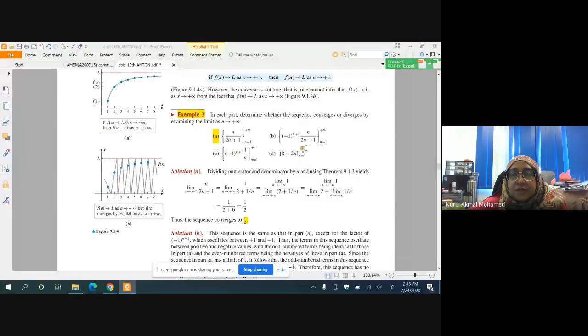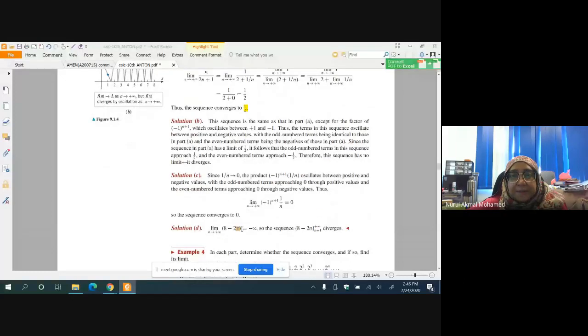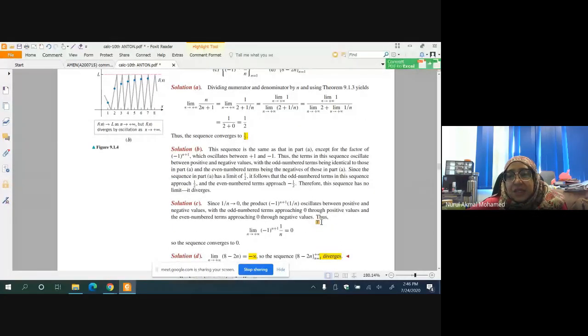This one, this is 8 minus infinity. So the answer will be, I think, negative infinity. Yeah, it will be negative infinity. Okay, it diverges. If it is plus or minus infinity, then it diverges. If you get a constant or a specific number, then it means that the sequence converges.